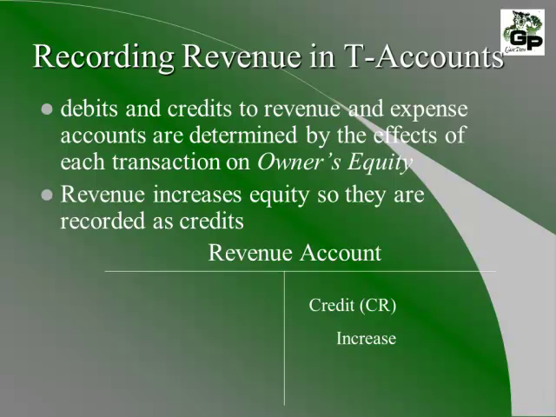How do we record revenue in T accounts? Well, whenever we decide what side of the T account we want to put our revenue, we must always think of what is its effect on the owner's equity. So we realize that revenue increases on the credit side, similar to the owner's equity account, the capital account. Therefore, revenue increases equity, and it's recorded just like an equity account. It increases on the credit side.